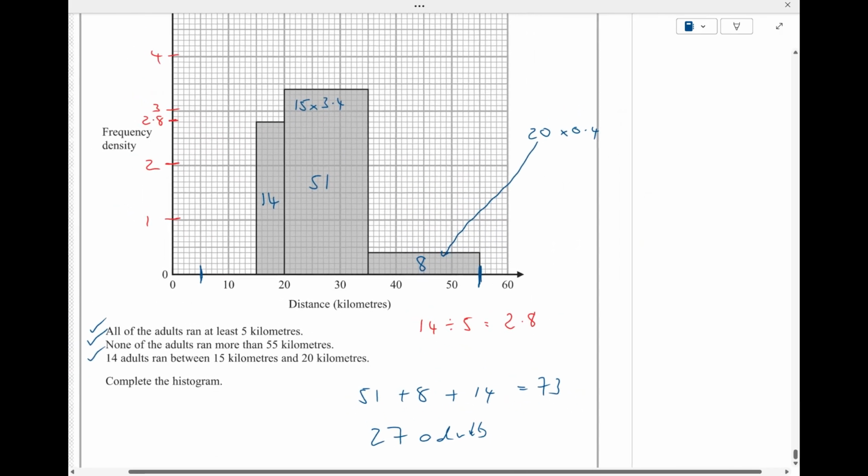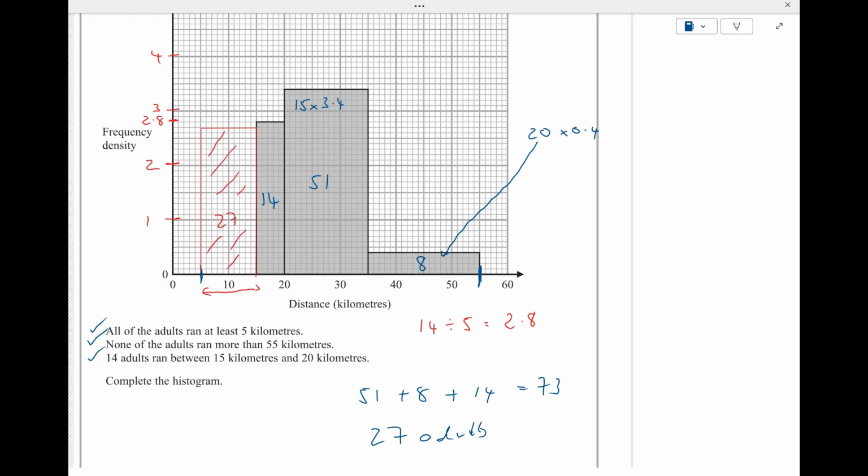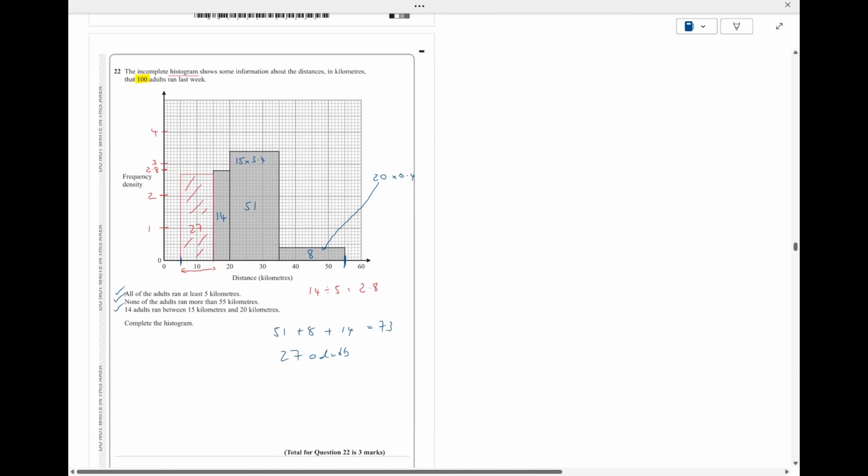And these 27 adults are going to be here, aren't they? Now that's a width of 10, so I'm going to go 2.7 up. So my last bar of my histogram is going to be here. And I've made the area equal to 27 so that it represents the remaining 27 adults. So that is my histogram complete. And that's number 22 done.